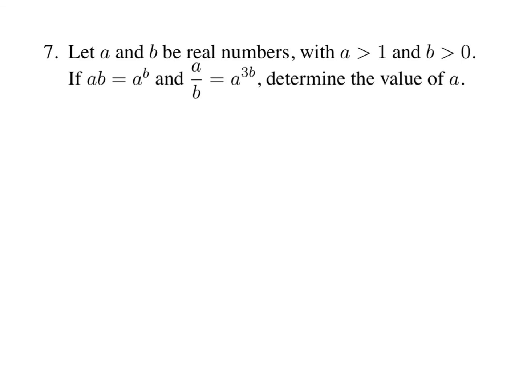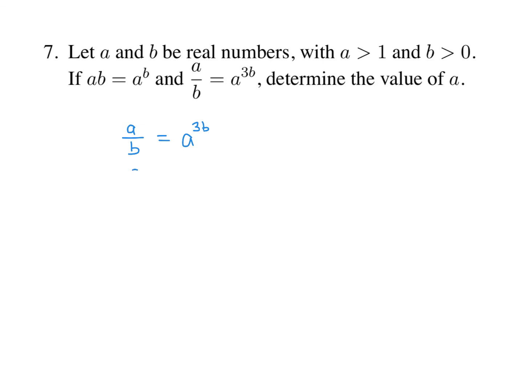Let a and b be real numbers with a greater than 1, b greater than 0. If a times b is equal to a to the power of b and a over b is equal to a to the power of 3b, determine the value of a. Well, this really is tempting to use logarithms, but I'm going to try not to, because I don't think we need to. Just concentrate on the parameters they gave us and use exponent laws. Okay, let's go for it. a over b is equal to a to the 3b, according to this.